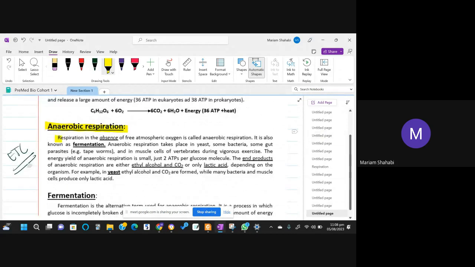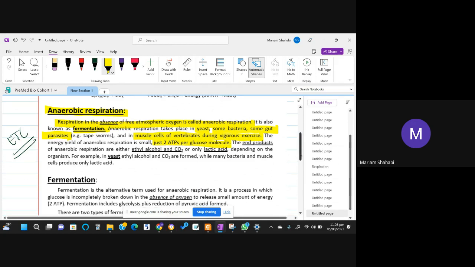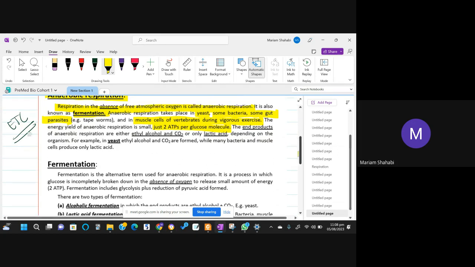Respiration in the absence of free atmospheric oxygen is called anaerobic respiration. It is also called fermentation. It takes place in yeast, it takes place in bacteria, it takes place in some gut parasites, and in the muscle cells of vertebrates during vigorous exercise. The energy yield is small, just 2 ATPs per glucose molecule. The end products are either ethyl alcohol or lactic acid, ठीक है? Depending on the organism. Yeast में alcohol बनेगा, many bacteria and muscle cells produce only lactic acid.